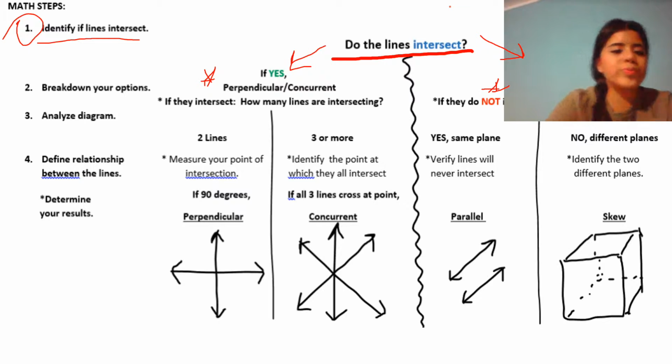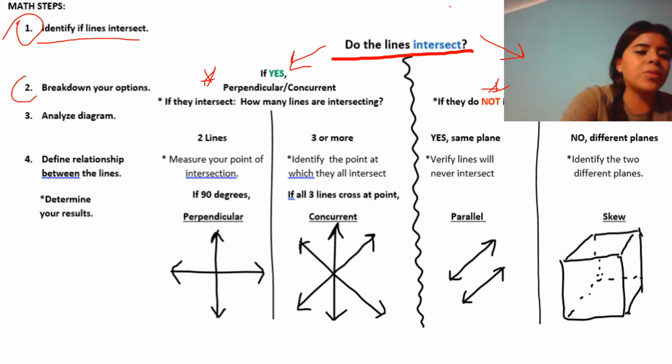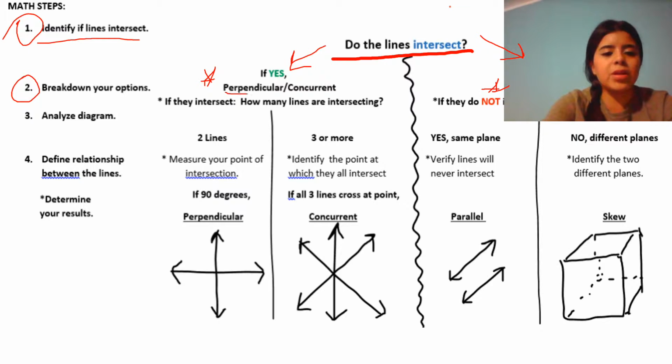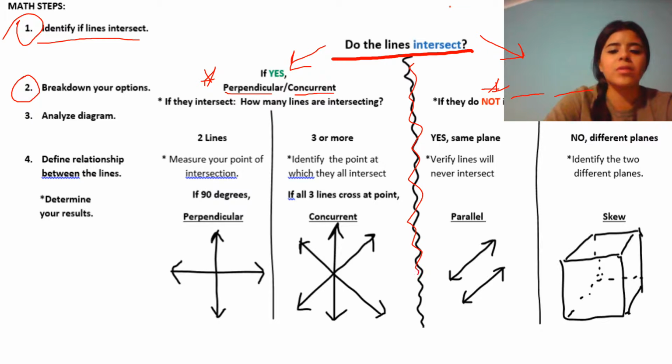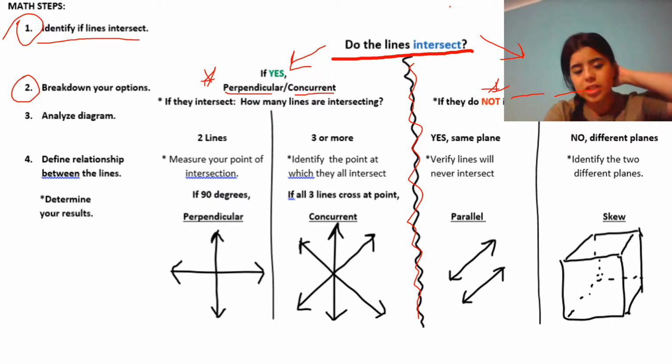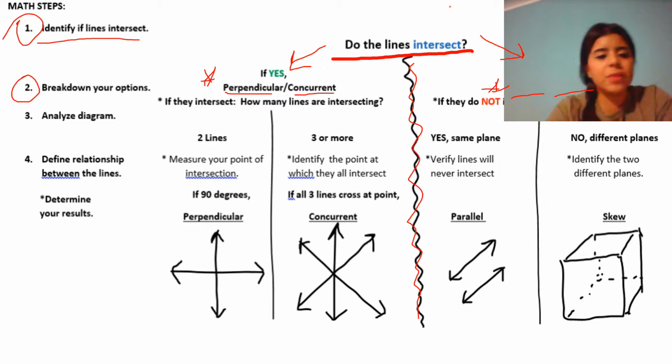Number 2, we are going to break down our options. So if they intersect, we have perpendicular or congruent again, and if they do not, they will be parallel or skew. That's why we have drawn our line here. Okay, so if they intersect, let's go ahead and analyze number 3.